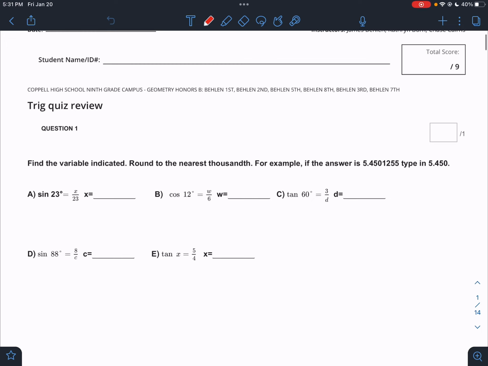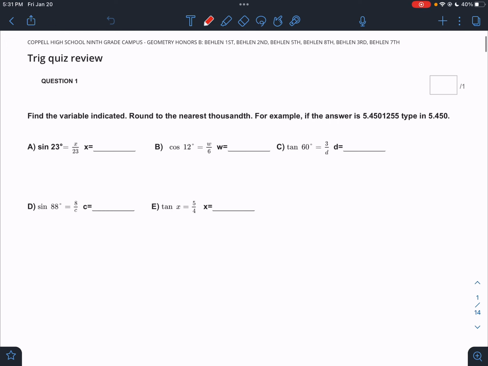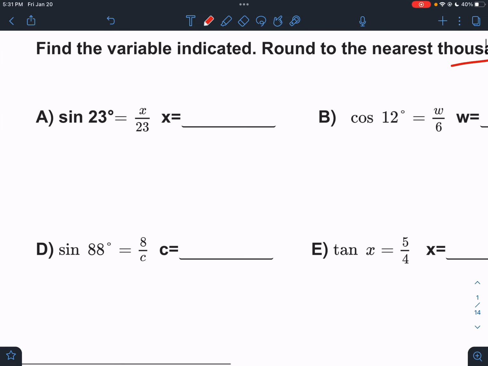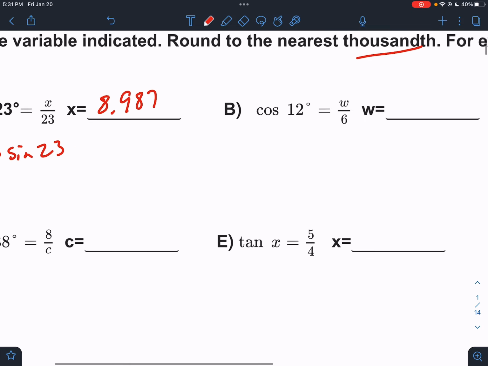I'm going to go kind of quick, but you can fast forward, you can pause, you can do whatever you need to do. It says find the variable indicated, round to the nearest thousandths. These are already set up for us. If x is up top, all you got to do is multiply. That's going to be 23 sine 23. I type it in, I get 8.987 if I round correctly.